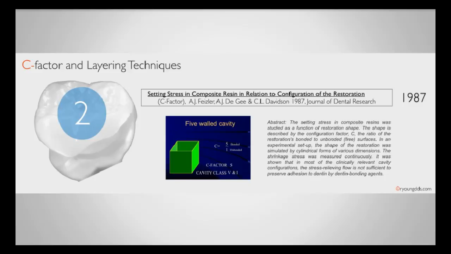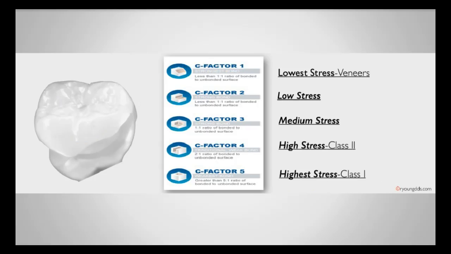Because we'll see in a moment that that's the way to go. So when we look at C-factors, we know that the class 1s and the class 2s are our highest stress C-factors. I'm not going to spend a lot of time explaining C-factor because there are so many articles you can look at to go deeper into this.